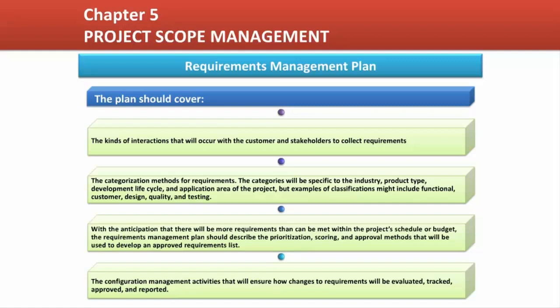With the anticipation that there will be more requirements than can be met within the project schedule or budget, the Requirements Management Plan should describe the prioritization, scoring, and approval methods that will be used to develop an approved requirements list. The configuration management activities that will ensure how changes to requirements will be evaluated, tracked, approved, and reported.